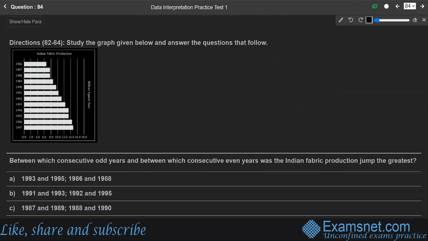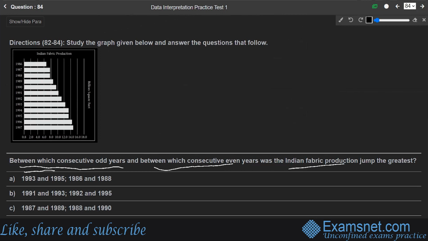Now, there is a bar graph. The same bar graph is there. This time around, we are supposed to answer between which consecutive odd years and between which consecutive even years the Indian fabric production jump was the greatest. So we have to compare consecutive odd years and consecutive even years. For this, we'll go by the options.